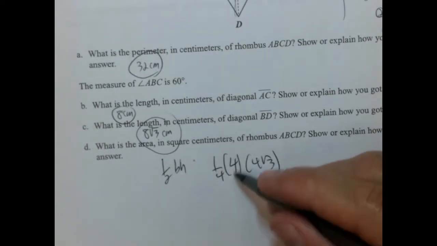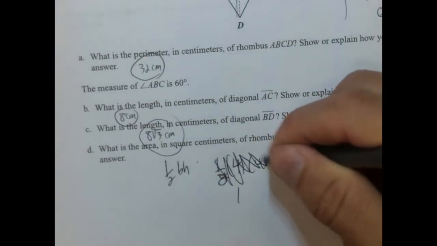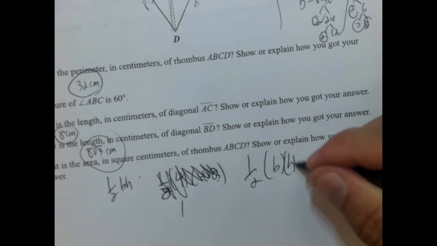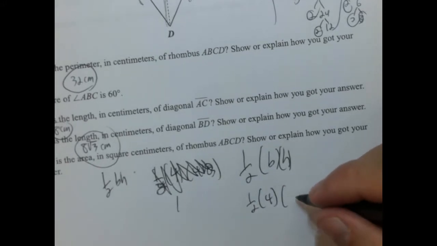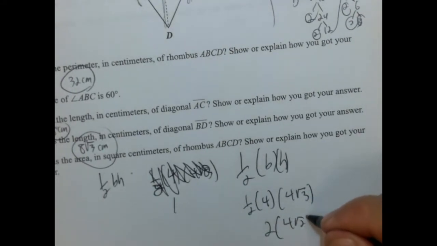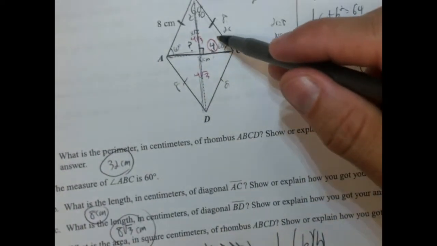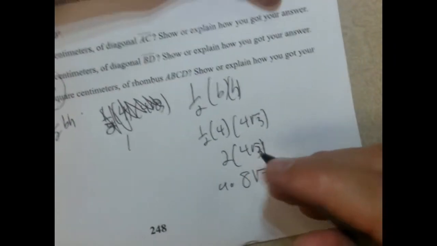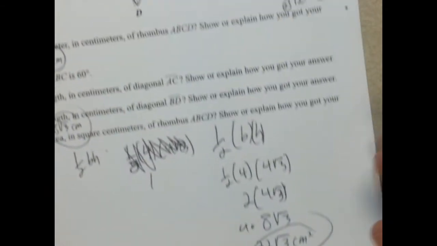So let's see what this is. So 1/4 times 4 is 1. Wait, why is it 1/4? Okay, let's rewrite that without me being silly here. 1/2 base times height. The base is going to be 4, so 1/2, 4. The height is going to be 4 radical 3. So half of 4 has to be 2. And 2 times 4 radical 3 is going to be 8 radical 3. So that's one of these triangles, 8 radical 3. So multiply that by 4. We're going to get 32 radical 3. It's actually not that bad. Centimeters squared.